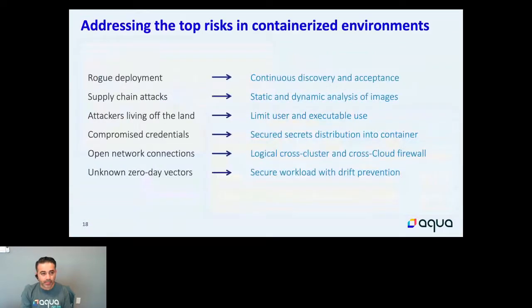Really quickly, these are some of the top risks that you want to be able to address. You want to prevent rogue containers from being deployed. You want to take care of supply chain attacks. You want to be able to limit the users, and limit the user and executable use, what's called attackers living off the land. You want to be able to prevent compromised credentials. Make sure the network is properly configured, all the connections are correct where they're supposed to be, and you want to prevent any unknown zero-day attacks. The way you could do this is through drift prevention and the image profiling capabilities of Aqua.